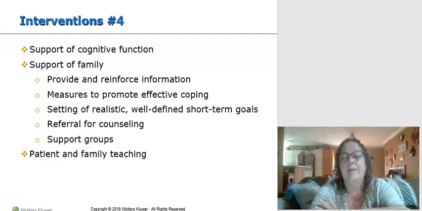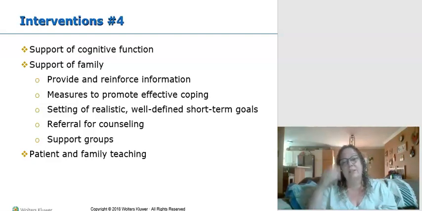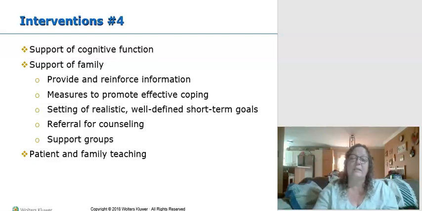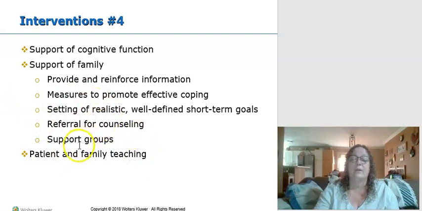Measures to promote effective coping. So making sure that we're setting realistic short-term goals and well-defined goals can really help a family cope. Unrealistic goals can be crushing, so make sure that we're being realistic. Referral for counseling or support groups if there is permanent damage. There are great local support groups in most areas.